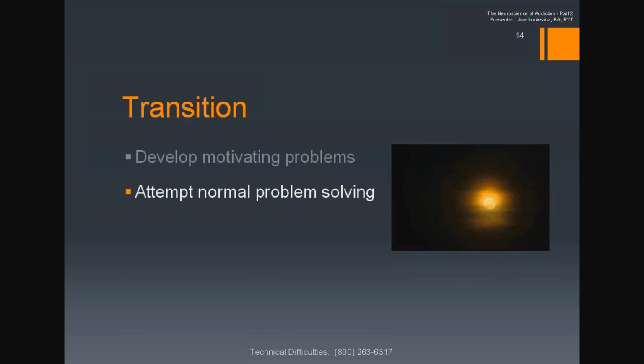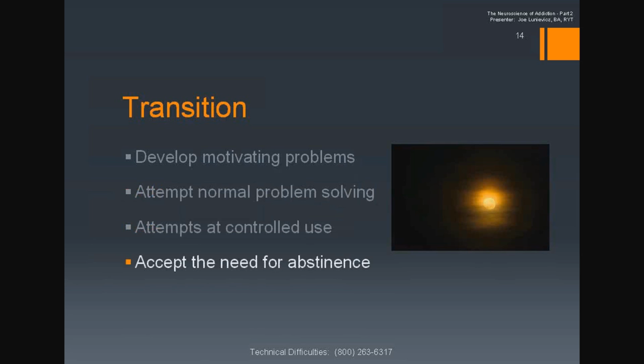So there may be attempts at normal problem solving, maybe attempts at controlled use. There may be acceptance of the need for abstinence, and there may be acceptance of the need for help. I did a whole bunch of focus groups here in New York with courts that will go unnamed, and about 80 or 90 young adults in treatment, mostly males, some females. And we asked them in these focus groups, those who've been in about 1 to 3 months, do you think you had a problem with your drug when you first were brought into drug court? And those who'd been in the program about 1 to 3 months said basically, "I don't have a problem. My problem is I got caught."